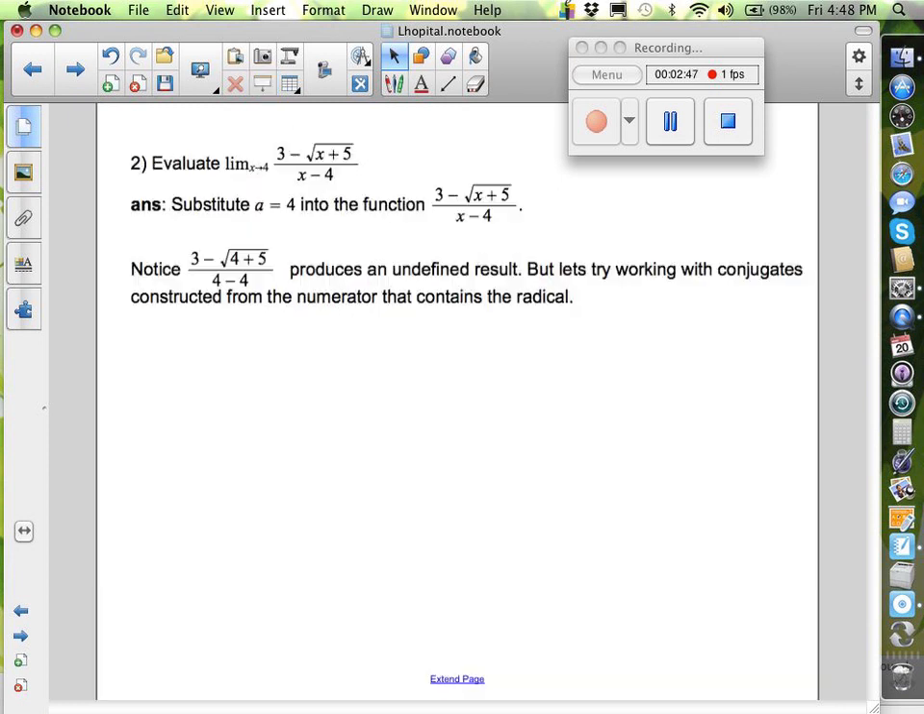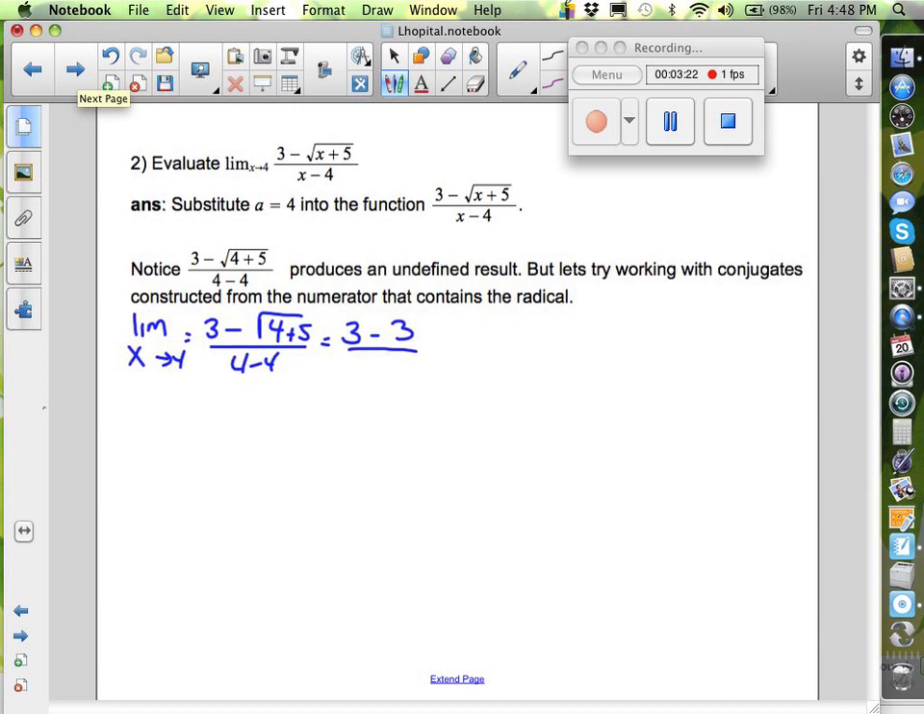Sometimes, to be able to cancel a competing factor, we need to use another method. In this case, we're going to look at multiplying by a conjugate. So again, if you were to just use direct substitution to find the limit as x approaches 4, and you plugged in, you'd have 3 minus the square root of 4 plus 5 all over 4 minus 4, and that would give us 3 minus the square root of 9, square root of 9 is 3, all over 0. You get a very strange looking 0 over 0, which we know is the indeterminate form.